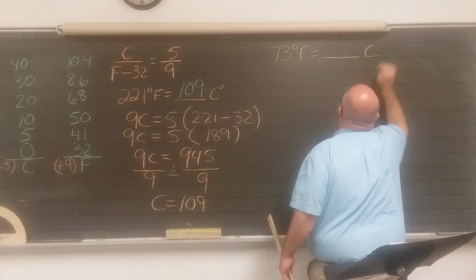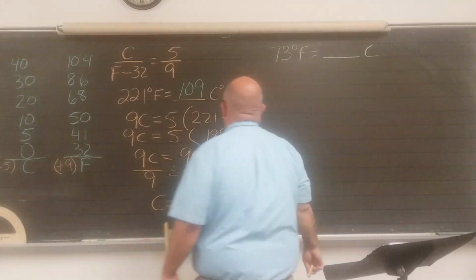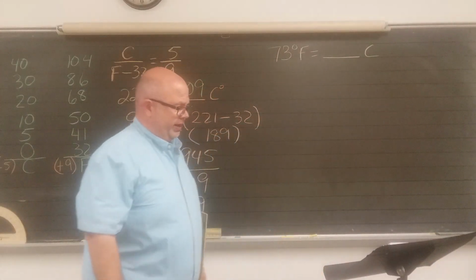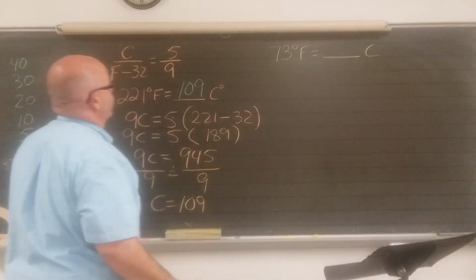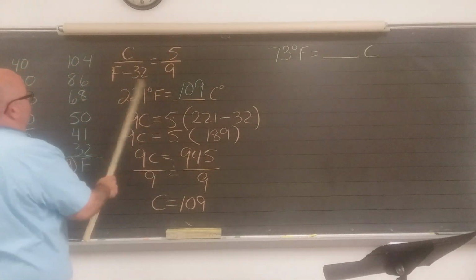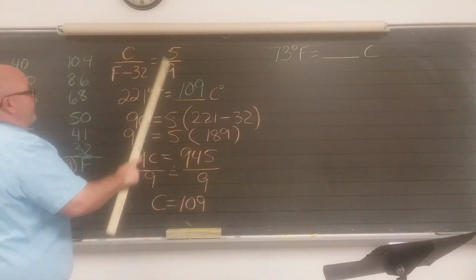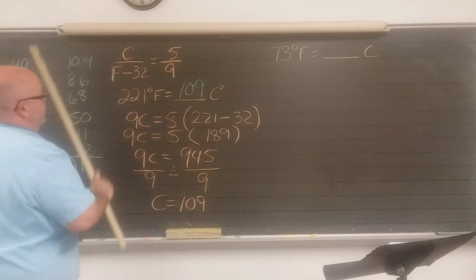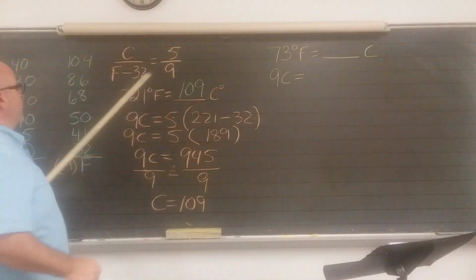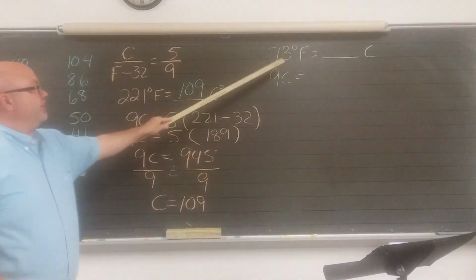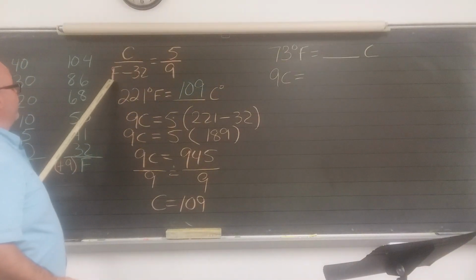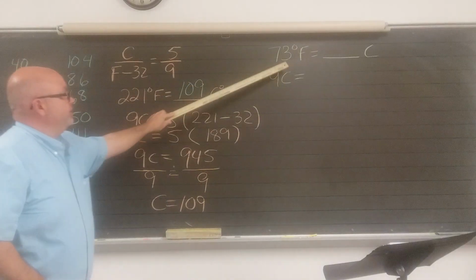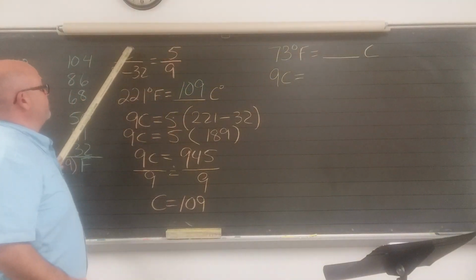Equals what in Celsius? All right, so what is my equation? Looking at this proportion, this is always going to be 9C. So in this case, 9C equals what? 73. The F is this. This is the F, okay? This is not a missing number. The Celsius is the missing number.